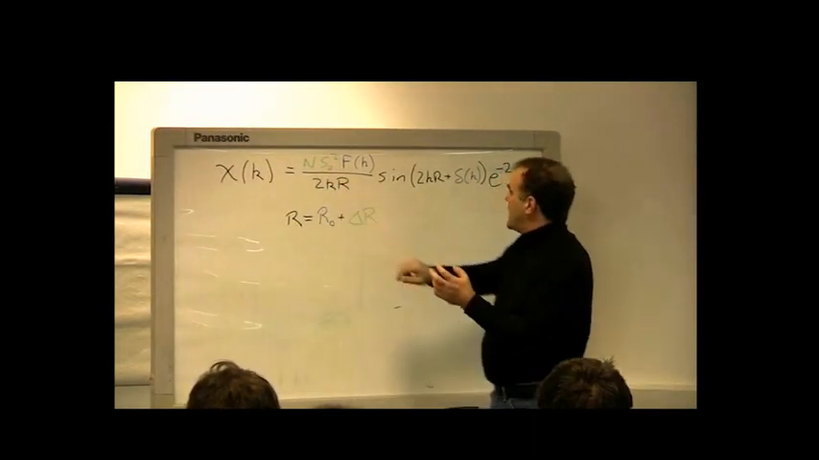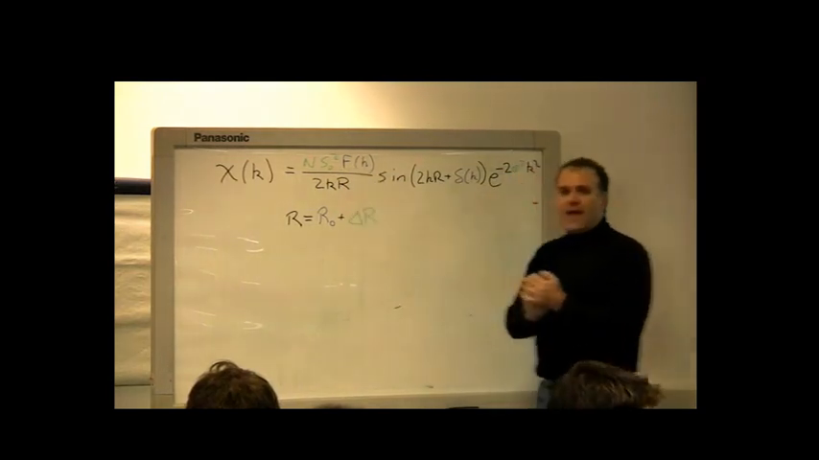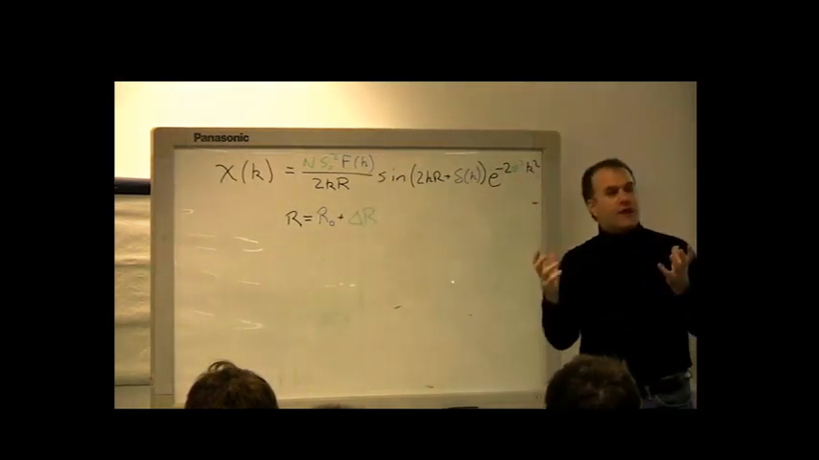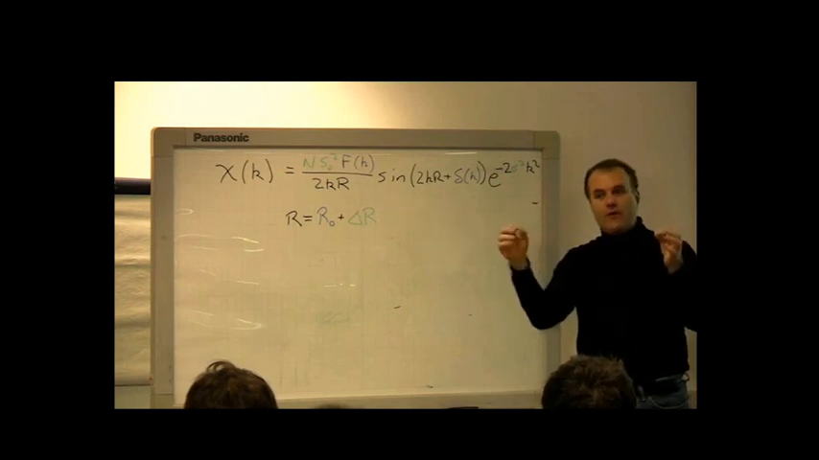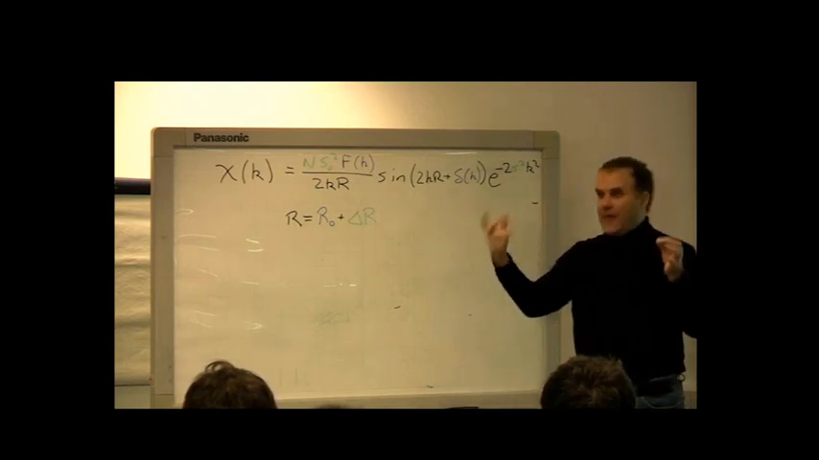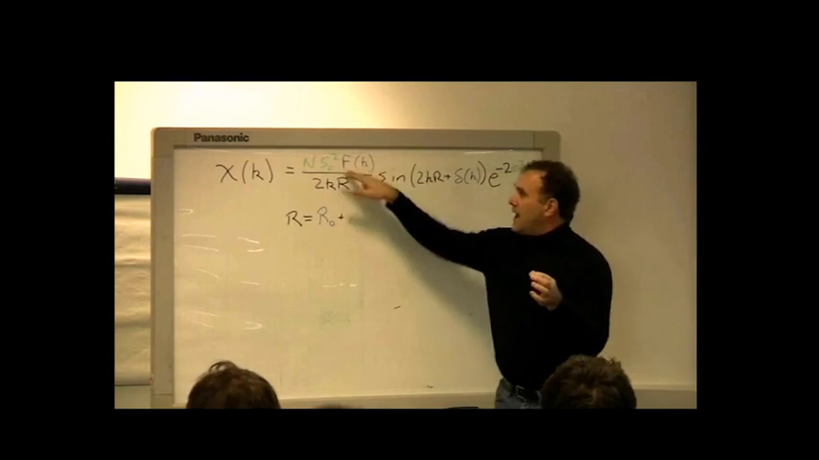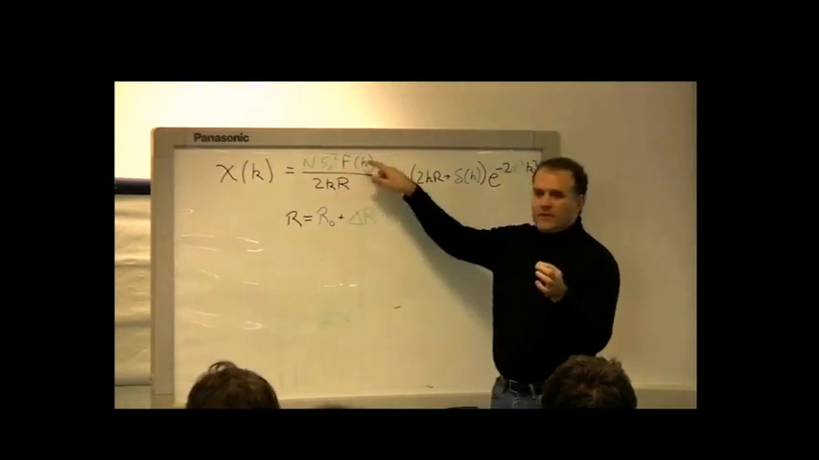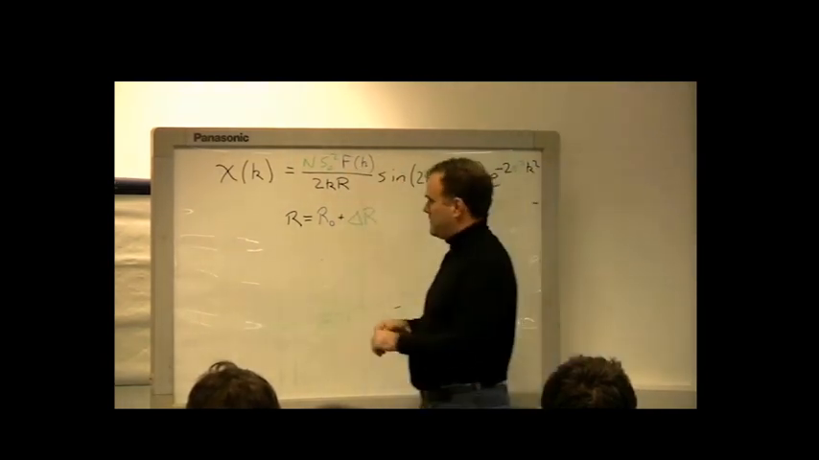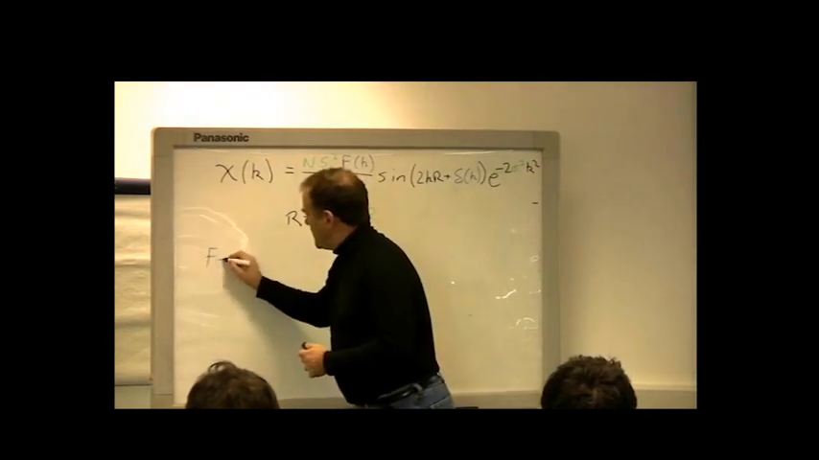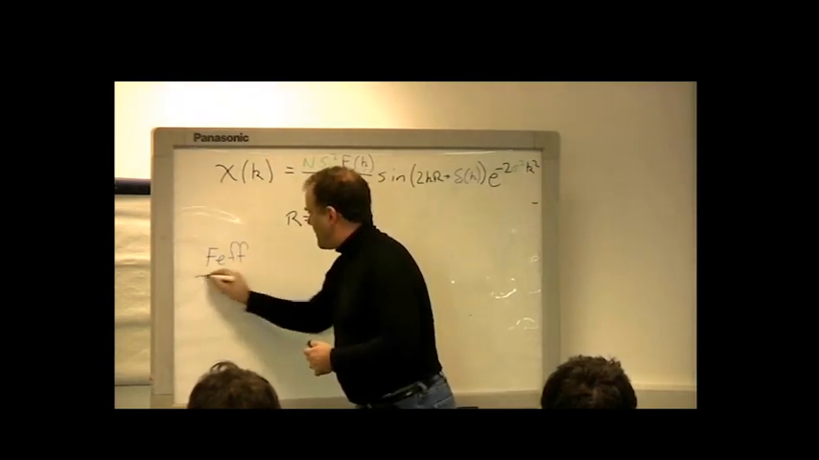F of k is the scattering amplitude. So the photoelectron goes out, scatters off of a neighbor. The amplitude of scattering as a function of k is this term. This is something that we get from Pfeff. So Pfeff gives us F of k.